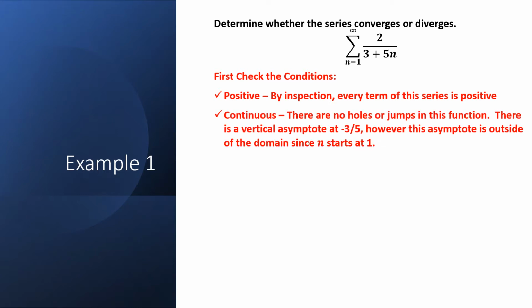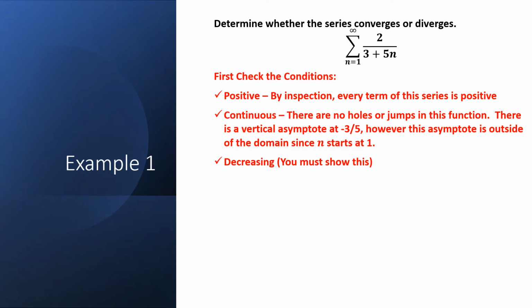I'm also checking to see if it's continuous, so I'm looking for any holes or jumps of the function. I notice that there is a vertical asymptote at -3/5, but that vertical asymptote is outside of my domain since n starts at 1. So that -3/5 doesn't bother me, which tells me that this function is continuous. And so the next thing I want to check is decreasing. This is actually the only one that you need to show for AP purposes. The other two you're basically doing by inspection, but decreasing you must show.